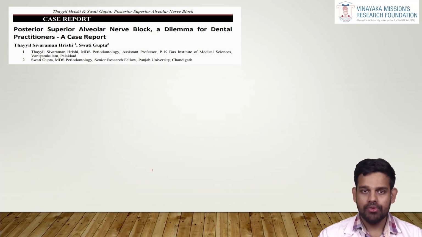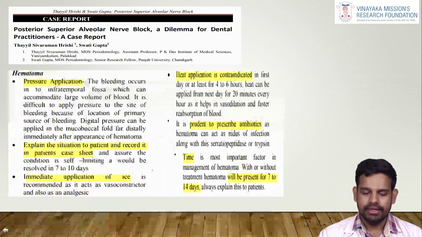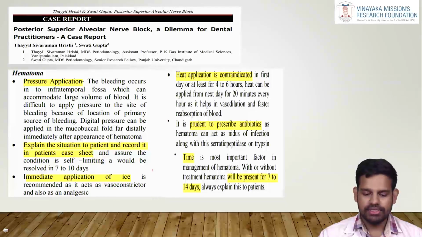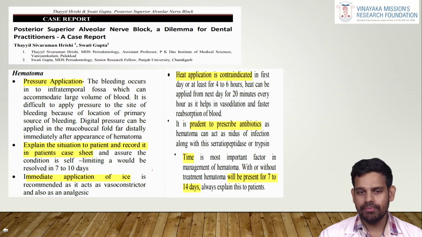Here is a case report, Posterior superior alveolar nerve block: a dilemma for dental practitioners, given by Swati Gupta et al. Here they have said the complication is hematoma. What are the reasons which lead to the hematoma and how are we going to manage it? Pressure application. As soon as you see hematoma formation, we have to apply pressure. This prevents the seeping of blood from the pterygoid venous plexus.